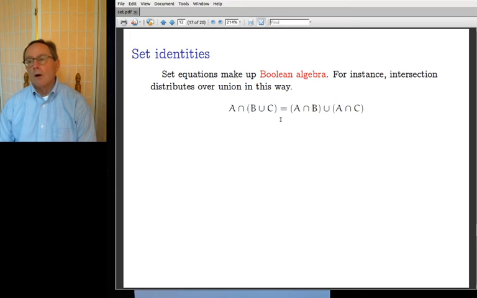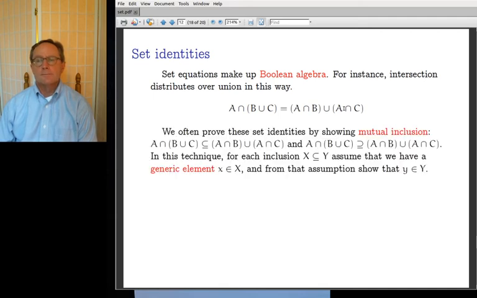Okay, so rounding up toward the end here: set identities. We can write down some equations using the operations that we did earlier, and those equations make up the subject called Boolean algebra. We won't worry too much about these equations, just simpler ones. As an example, intersection distributes over union in this way: A intersect (B union C) is (A intersect B) union (A intersect C). You can learn all kinds of complicated set identities. We won't worry too much about them, but some of the easier ones we'll worry about.